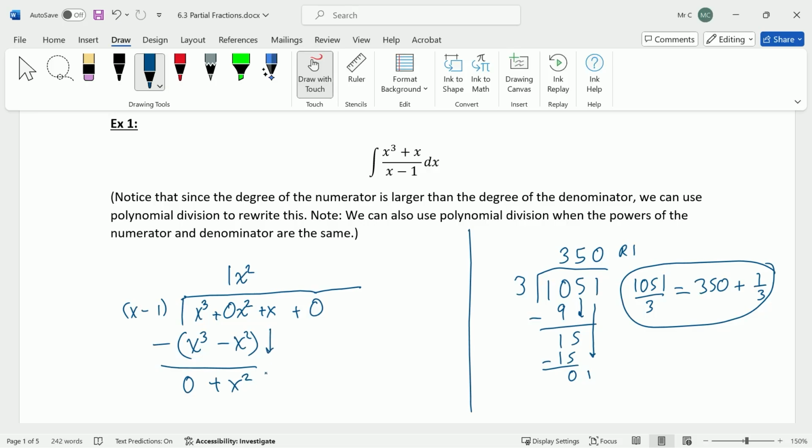And then I got to drop down this x. I go, okay, well, what can I multiply x by to get x squared? Oh, just a single x.